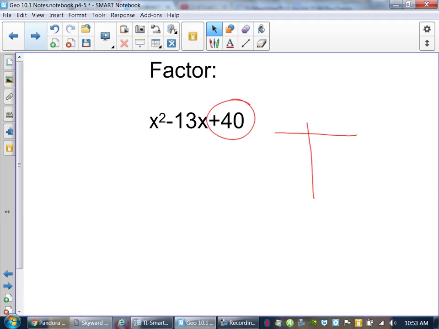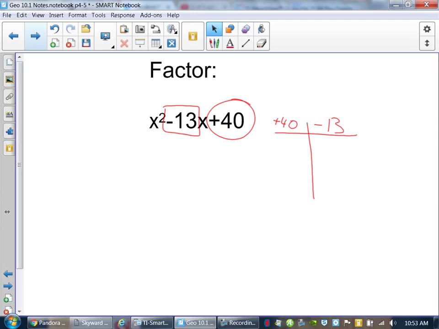What times what is positive 40 that I add together to get negative 13? 8 and 5. I'm looking for what are called factors of 40. 1 times 40, 2 times 20, 4 times 10, 5 times 8, then that's all of it. What combination of those factors, when you manipulate your signs, will give me a positive 40 when I multiply them, but when I add them I get negative 13? It has to be the 8 and 5.